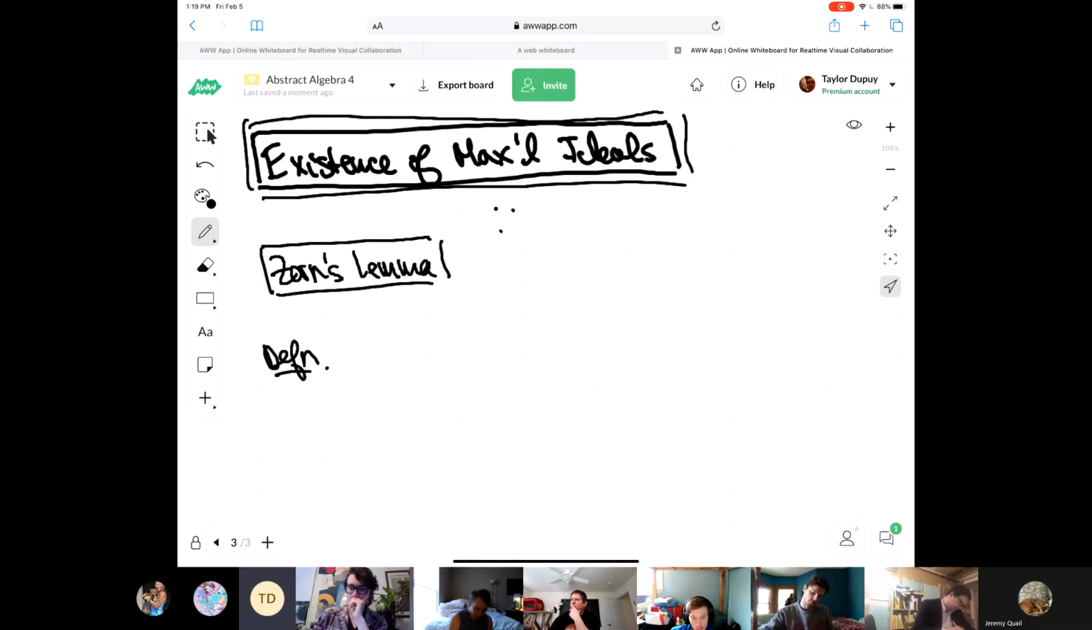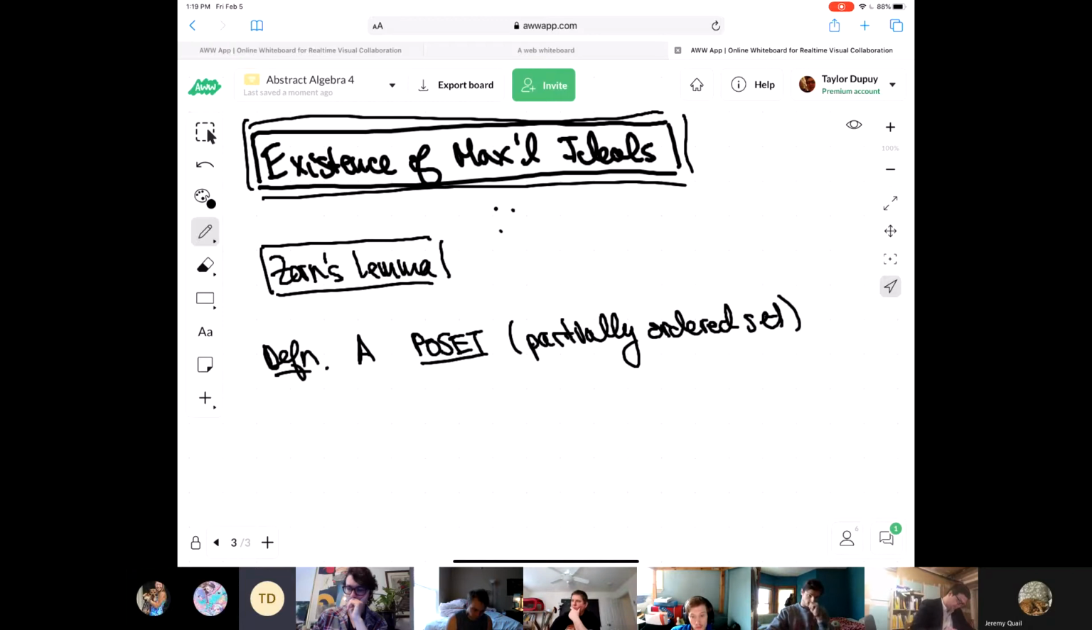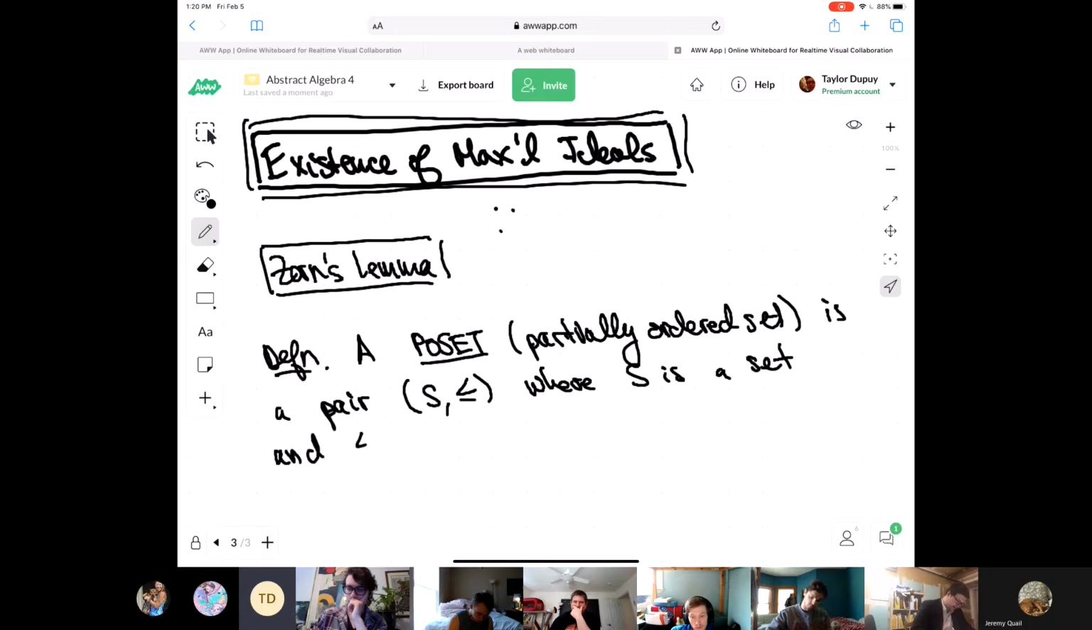So let's recall that a partially ordered set, or a poset, is a pair consisting of a set and a relation, where S is a set and this thing here is a relation on S, which is reflexive and transitive.